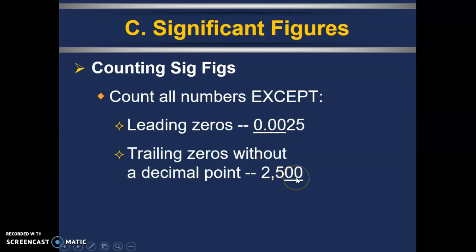Zeros behind do not count if there is no decimal. Okay, zeros behind when there is no decimal do not count. Now, if there's a decimal, now they count. Okay, so that one has that qualifier of with or without a decimal.